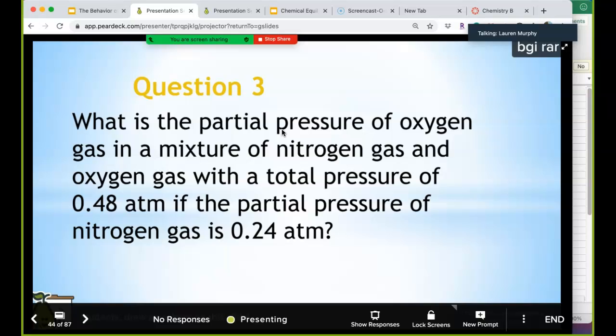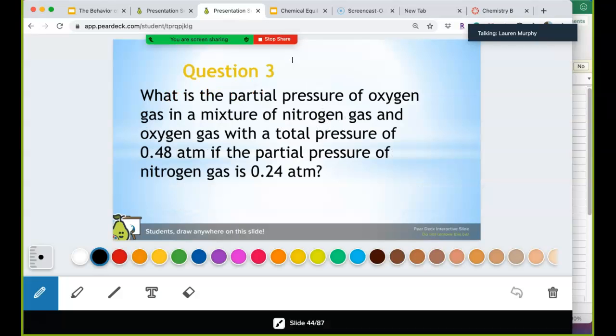So let's try another one. What is the partial pressure? So just partial means part. It's part of the total pressure in a mixture of nitrogen gas and oxygen gas, okay? So in the container, the total pressure is coming from part of it coming from nitrogen gas and part of it coming from oxygen gas. The nitrogen and the oxygen combine to give you the total pressure in the container.